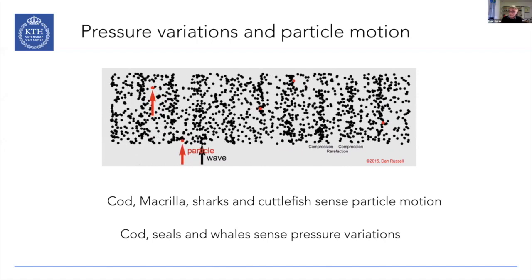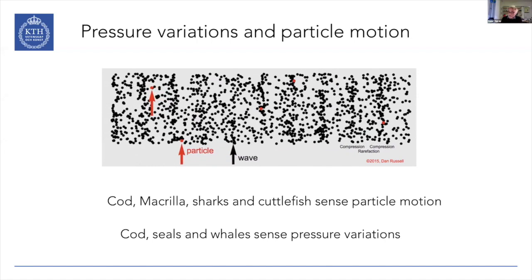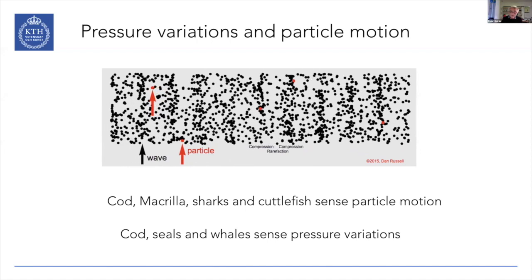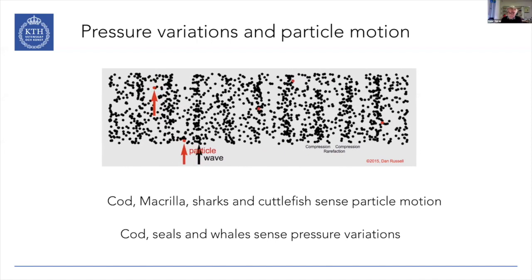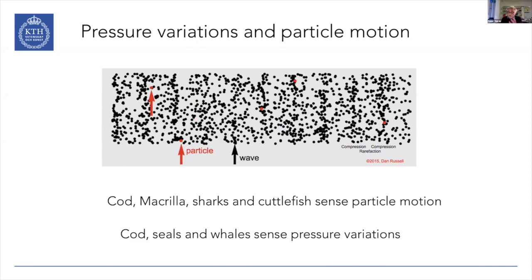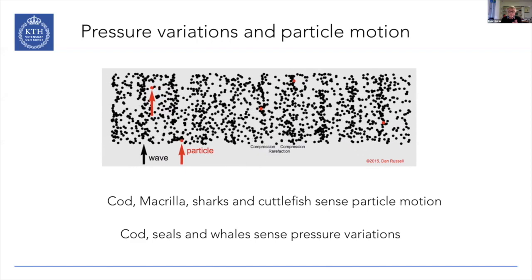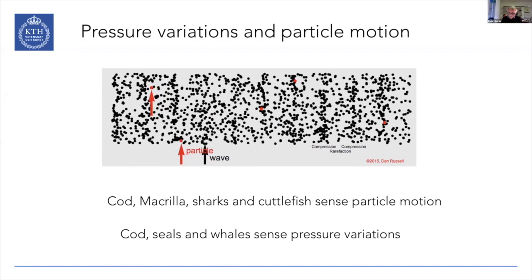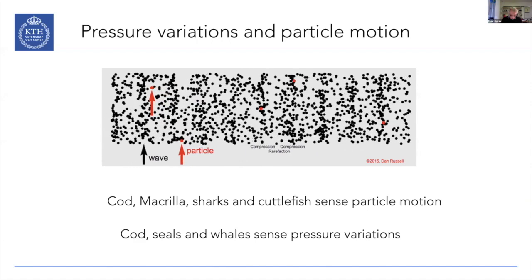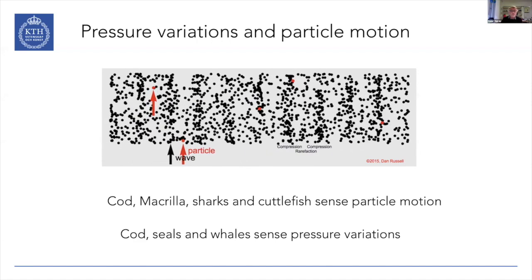So cod, mackerel, sharks, and cuttlefish can only sense particle motion, while cod, seals, and whales can sense pressure variations. And both particle motion and pressure variations are produced when you have underwater sound. You also see that cod can actually sense both. So there are those animals who are actually sensitive to both these entities.